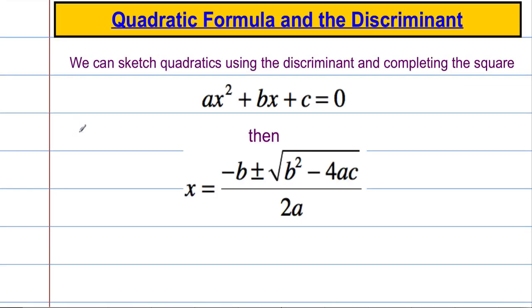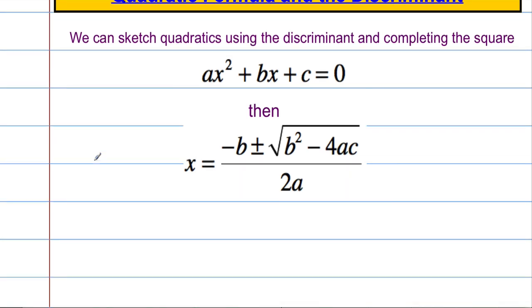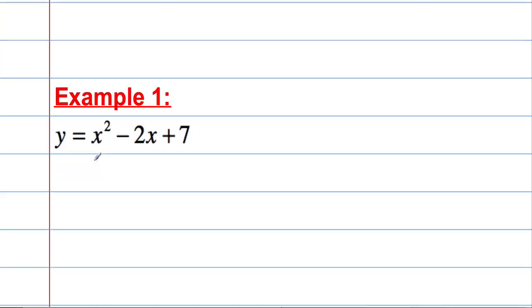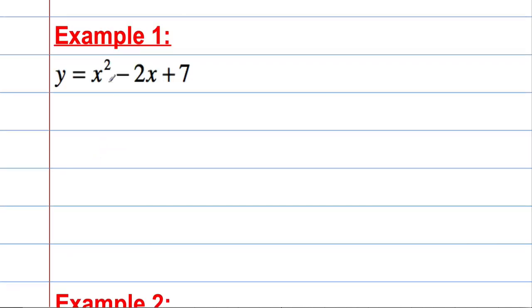Okay. Now we can sketch quadratics as well using the discriminant and completing the square and various other pieces of information. So let's have a look at this first example here. Suppose I wanted to sketch this quadratic. The first thing I'm going to think about is the shape of the quadratic. It's going to be a U shape or an N shape, and that is decided by whether the number in front of x squared is positive or negative. It's going to look like a U if the x squared is positive, and an N if the x squared is negative. So this is going to look like a U.